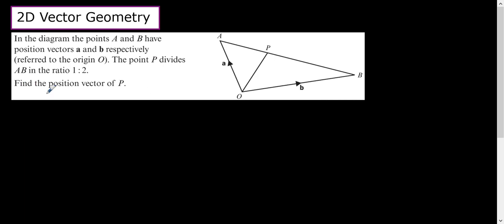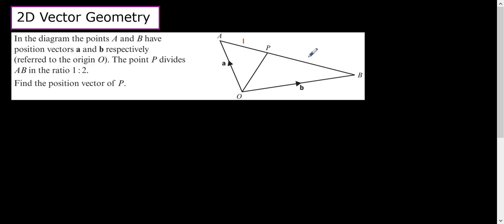So in this first example, we can see in the diagram the points A and B have position vectors a and b respectively. This means that they have a vector which has a starting point of O. Position vectors always refer to a starting point. We're told then that the point P divides AB in the ratio 1 to 2, and we're asked to find the position vector of P.